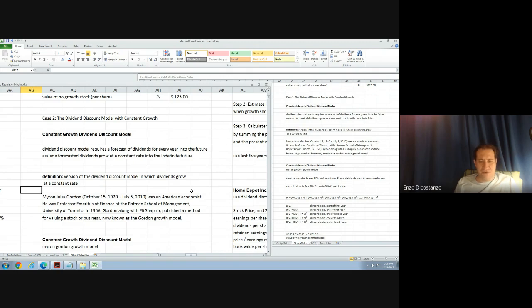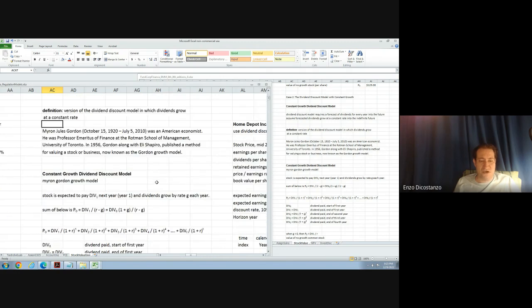But Myles Jules Gordon was a professor of finance at the Rotman School in Toronto. And with Shapiro, he published a method for valuing stocks or businesses known as the Gordon growth. I wish I'd put a little bit more background, but I wanted the whole guy's name in there. So it's a version of the discount model where dividends grow at a constant rate. Okay, so G is not zero here.